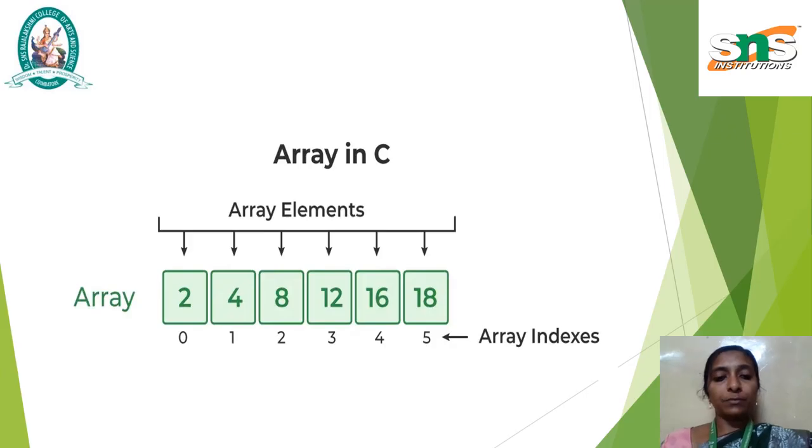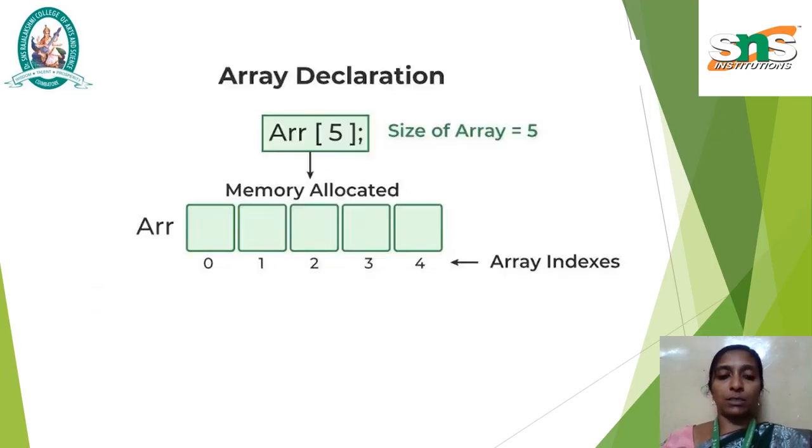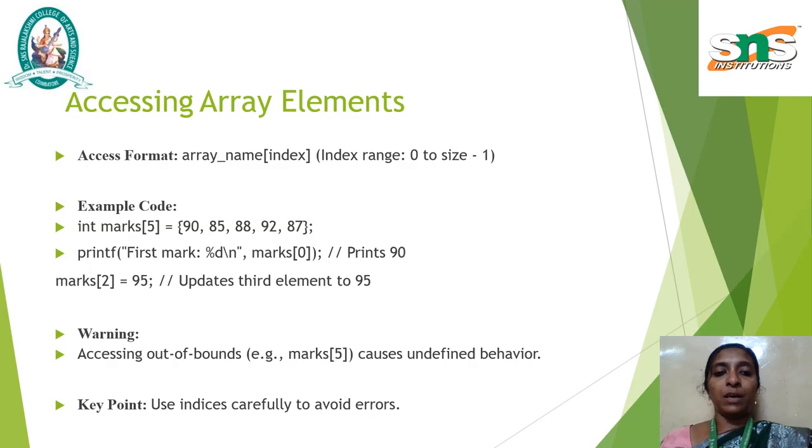Array, it is how the array elements are stored as variables. 2, 4, 8, 12, 16, 18. These are the array values. The index values are 0, 1, 2, 3 likewise. The array should index the elements from 0. Array allocation: array[5], size of array is equal to 5. It will allocate 1, 2, 3, 4, 5 elements in the single array.